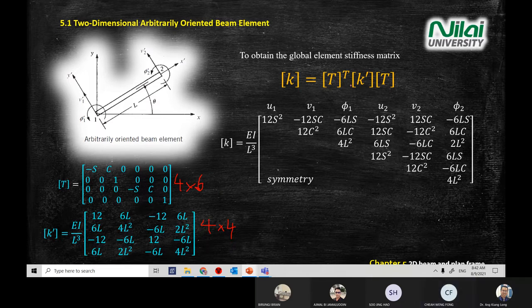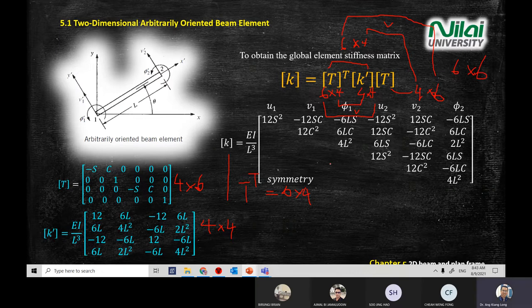Yes. So if you take T transpose, what does T transpose mean? It means row becomes column, column becomes row. So the form of T transpose is 6 times 4. So you take T transpose, 6 times 4, times K prime, 4 times 4, balance. 4 times 4, balance, rule number 1: the middle must be the same. Then this one times this one, the first step will give you 6 times 4. Then you look back at the transpose. This transpose is in the form of 4 times 6. So 4 times 6, the first 4 must equal 4, balance. Then the result will be 6 times 6. Do you see now, Chia?